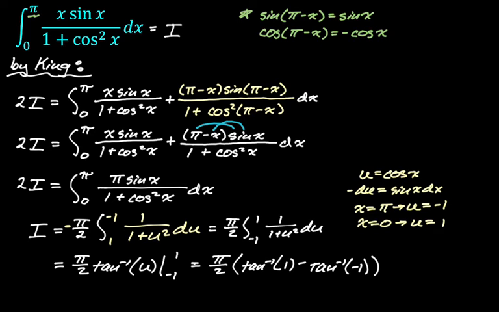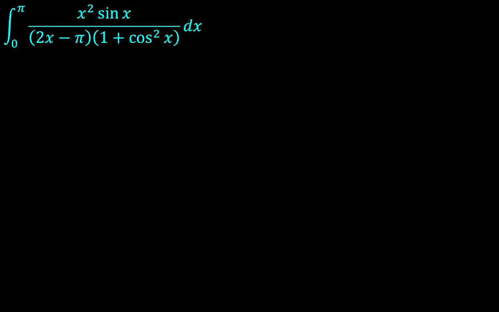Pi over 4 plus pi over 4 is pi over 2, so really we have pi over 2 times pi over 2. So our answer here is going to be pi squared over 4, which is kind of amazing, but again, king property, killing it. All right, let's take a look at another one.